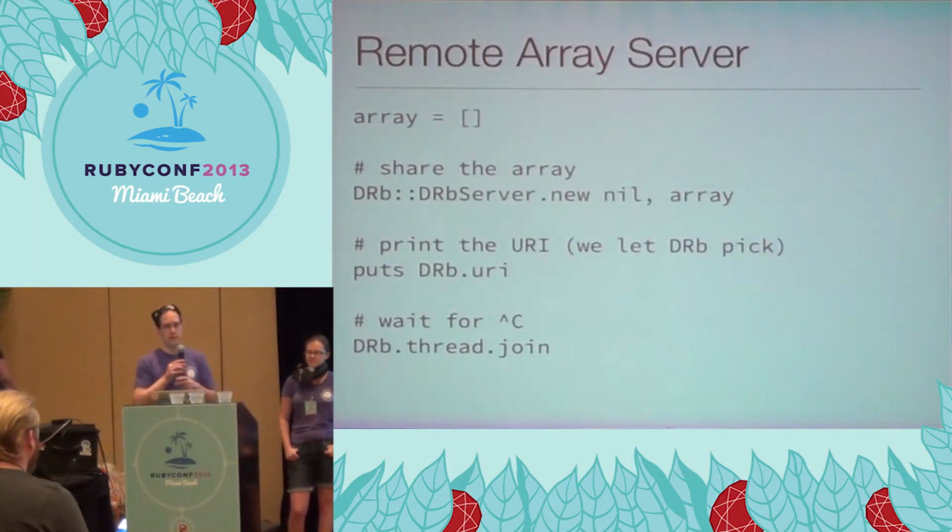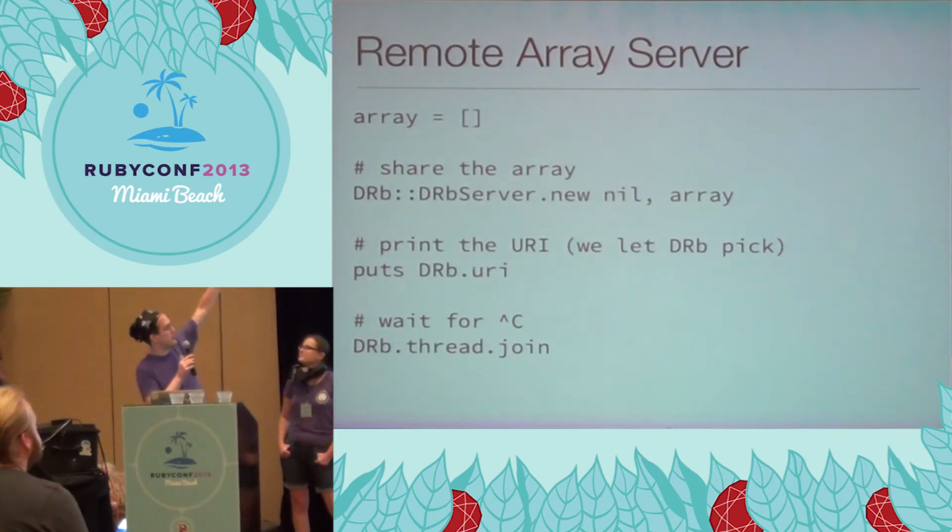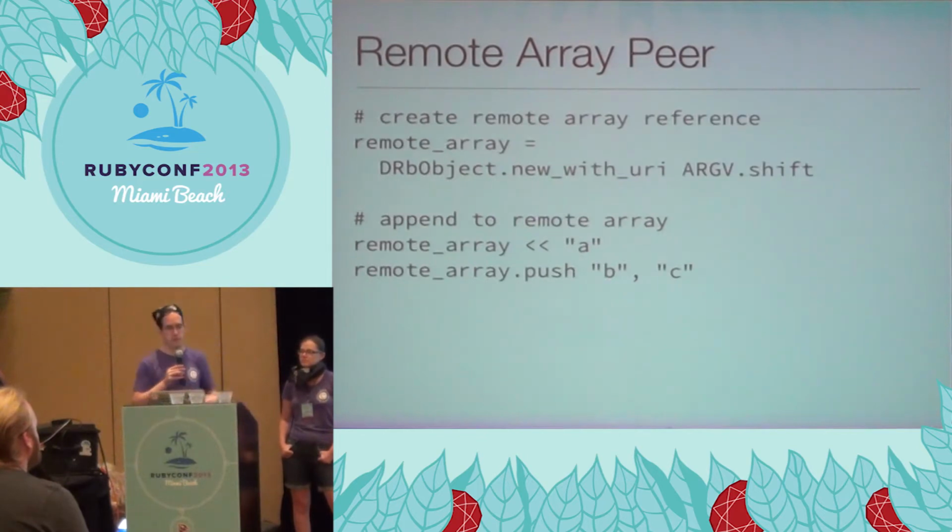And so here we have an example of a shared array over DRb. On the first line, we create our array, and then we go and share it. And we put nil in that first argument so that DRb can pick which URI. So we display that, and then at the bottom here, we wait for you to quit the server. And so in the client, we just go ahead and reference it with that URI that we printed out. We can go and append an A or push a B or a C on there.